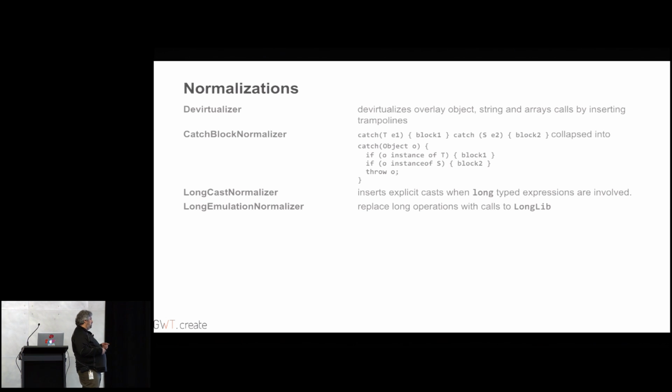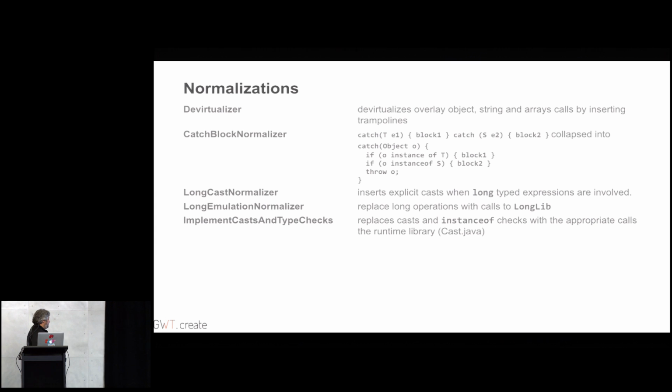So this one replaces all casts and operations on longs by calls to long lib, which is the implementation of all our long emulation. So let's go faster. And then there's implement casts and type checks. So this basically replaces our instance of and casts by calls to functions in cast.java. So there is instance of and dynamic cast. There are several versions depending on if it's a string or a JSO. This is the pass that does that implementation.